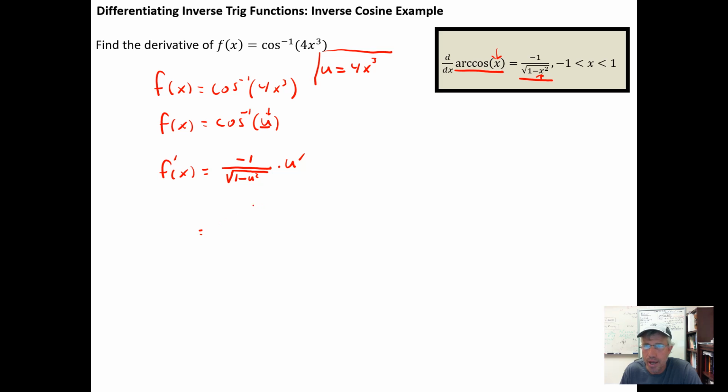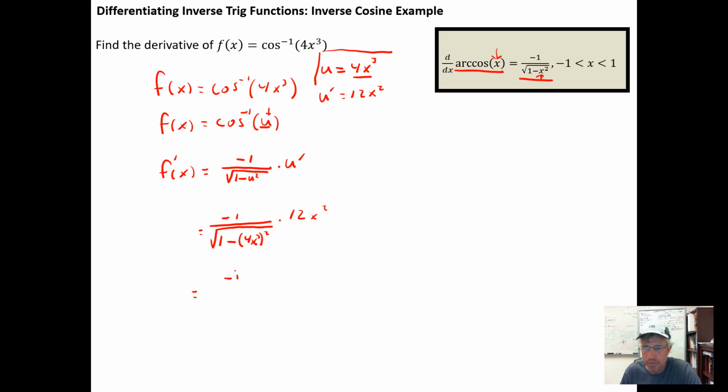And then once we've done that, we can substitute in for u here, -1 over the square root of 1 minus u squared. But u is just equal to 4x cubed times u prime. So that means replace u prime with its derivative from up here. So I'm going to take the derivative of 4x cubed, which is 12x squared. So we're going to multiply it by 12x squared, and then we want to do some simplifying.